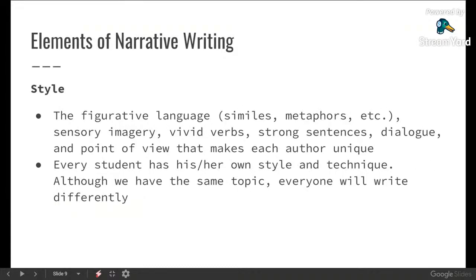Style. It's the figurative language, like similes and metaphors, sensory imagery, vivid verbs, strong sentences, dialogue, and point of view that makes each author and their writing unique. Every student, meaning each of you, has your own style and technique. Although we have the same topic, everyone will write it differently.